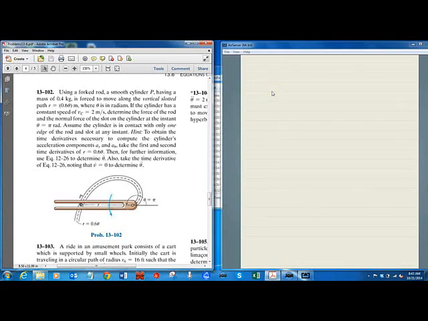Okay, this is problem number 13,102. We are looking for forces, so we need to draw a free body diagram. So I'm going to draw a free body diagram at point P.